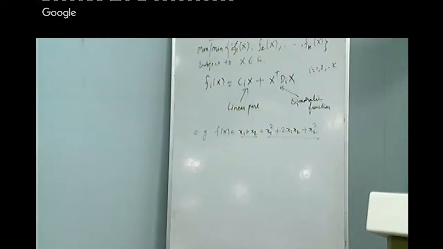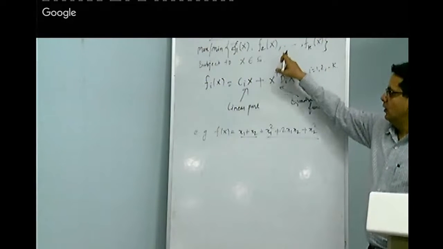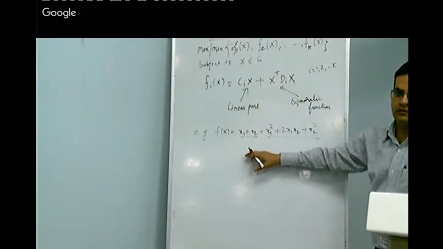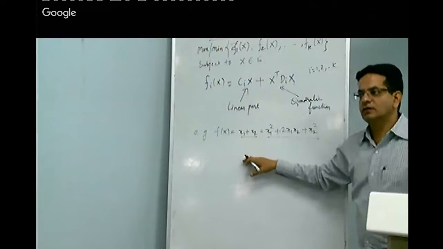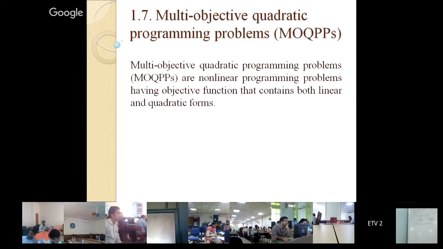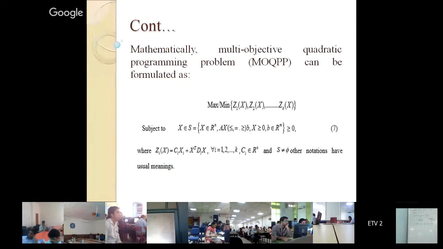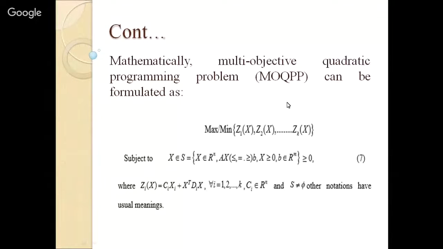So how would this equation be multi-objective? This is not multi-objective. This is single, a single quadratic function. This is normal, but I have given it as an example. This is a quadratic function. This is the mathematical format as I have described on the blackboard also. Mathematically, a multi-objective quadratic programming problem can be formulated in this way.